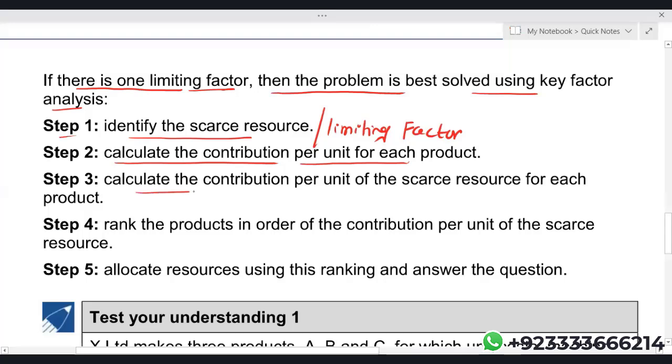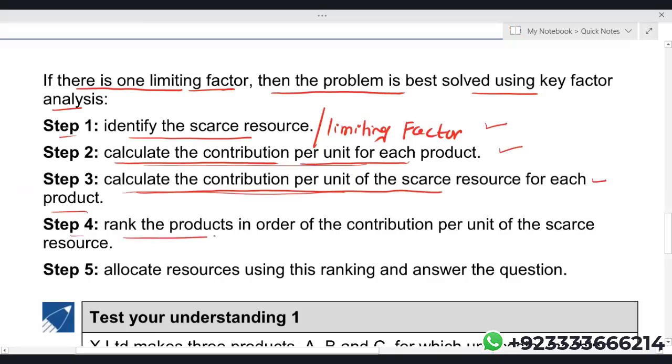Step two, calculate the contribution per unit for each product. Then step three is to calculate the contribution per unit of scarce resources. So whatever contribution per unit you have calculated, divide that by the limiting factor required to produce 1 unit. Identify the limiting factor, step one; contribution per unit, step two; and third, we simply divide the contribution per unit by the limiting factor required per unit.